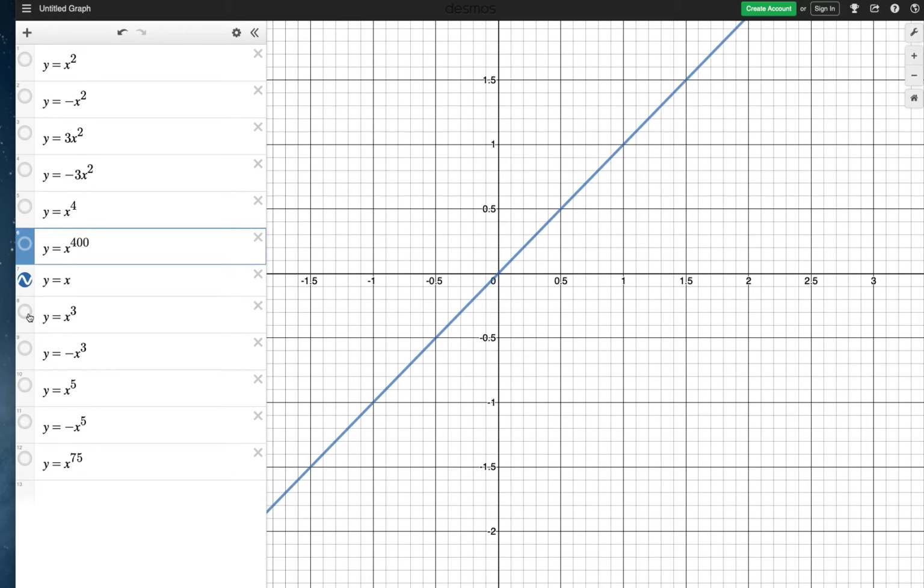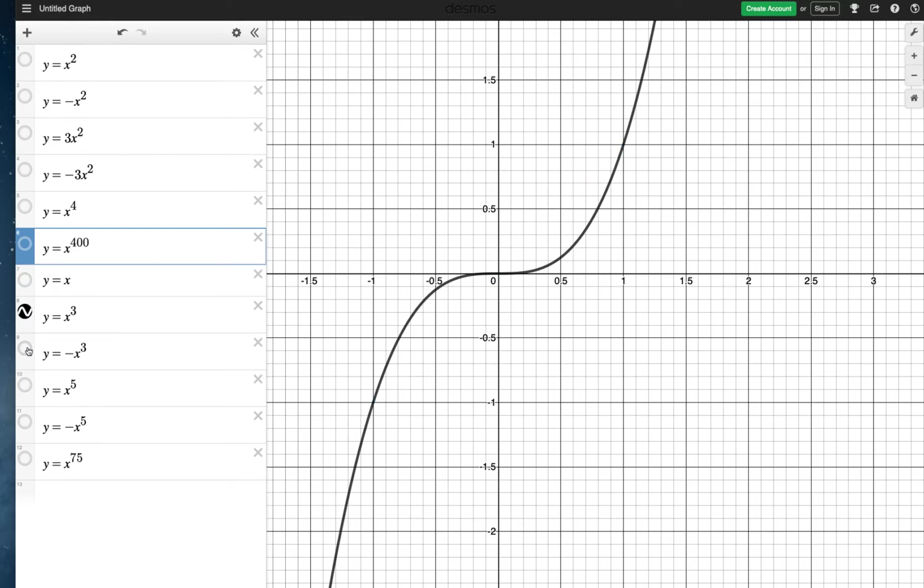Now let's go to the next higher odd power, which is the cube. And this has a little bit of a bend to it, doesn't it? Okay, it's kind of an S-shaped curve. It has the same end behavior from the lower left to the upper right. So as x approaches minus infinity, the function approaches minus infinity. As x approaches positive infinity, the function approaches positive infinity.